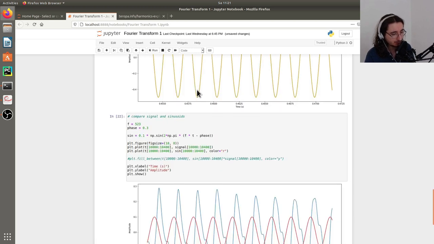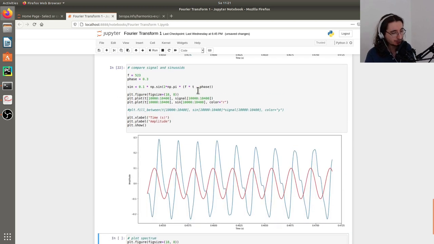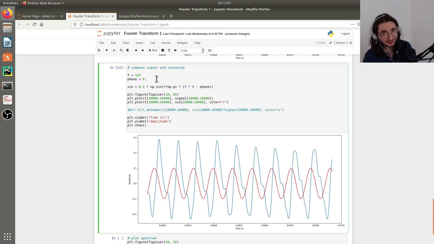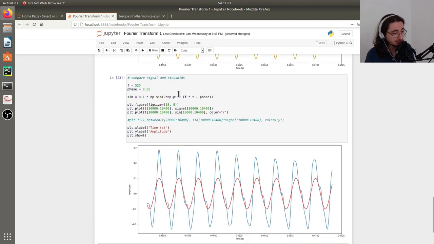So let me redo this. And as you can see, now we are kind of aligning the two. I know, because I've tried it before, that we have a very good alignment when we use a phase equal to 0.55. And here we go. Now the two signals are quite aligned. They're quite similar.